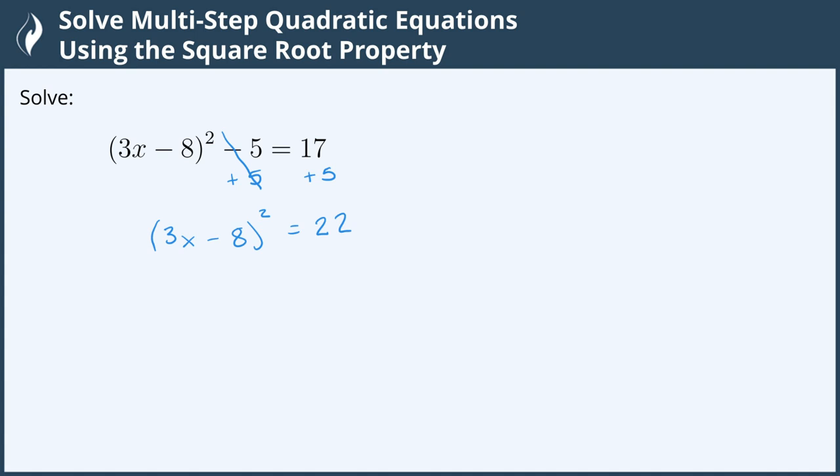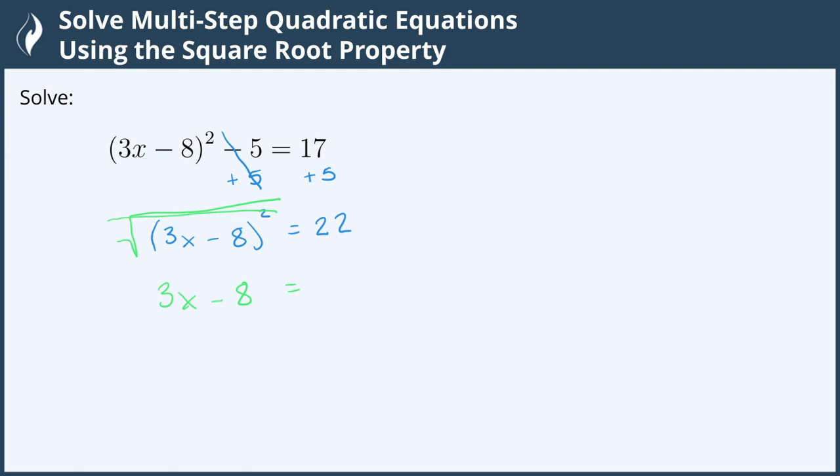Now that we have whatever was squared isolated all by itself on one side of the equation, we can go ahead and undo the squaring. That's why we needed to isolate it. To undo a square, we take the square root. And since a square root negates the square, it cancels out, and we're left with 3x minus 8 on the left side of the equal sign.